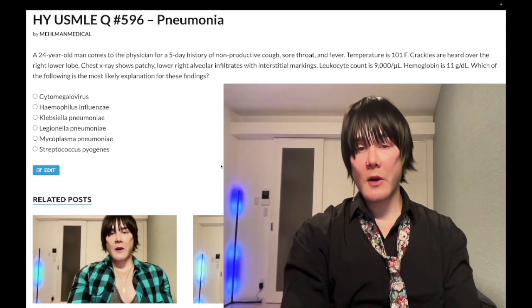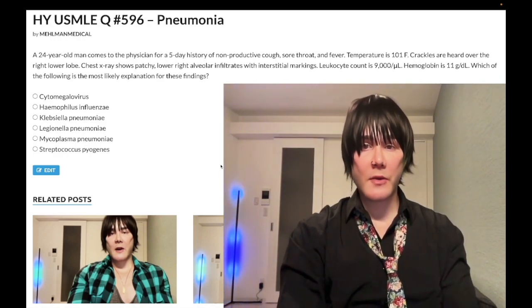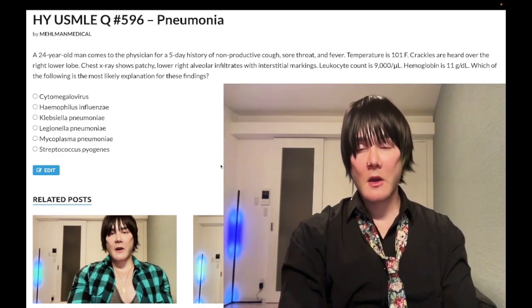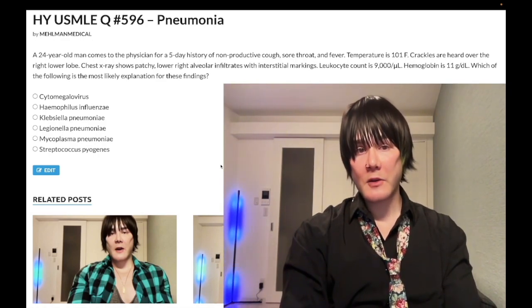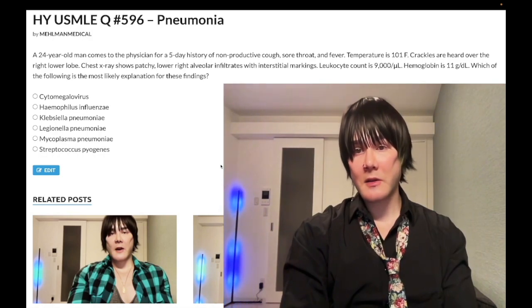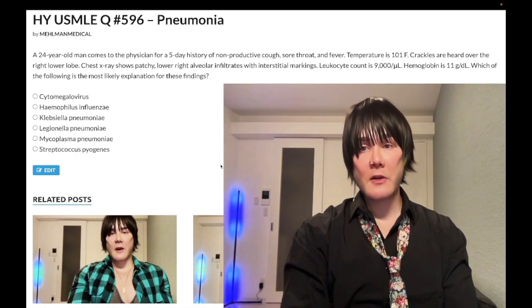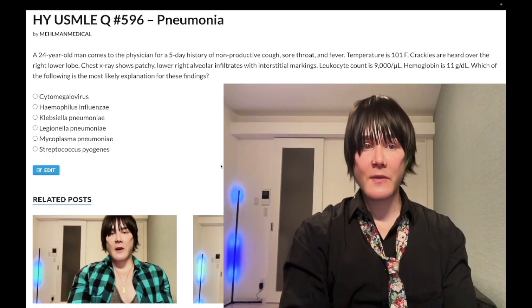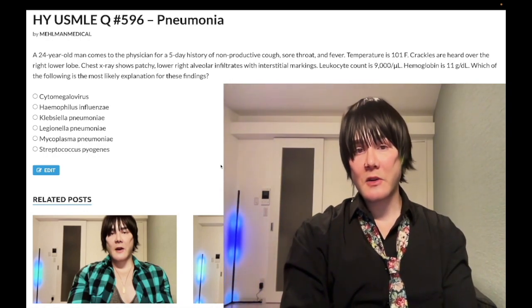So, 24-year-old male, 5-day history of non-productive cough, sore throat, and fever. He's febrile at 101 Fahrenheit. Crackles are heard over the right lower lobe. X-ray shows patchy lower right alveolar infiltrates with interstitial markings. Leukocyte count 9,000 per microliter, normal range 4 to 11,000. Hemoglobin 11 grams per deciliter. Normal range in males and non-menstruating women is 13 to 17.5. Menstruating women 12 to 17.5. The question wants to know the most likely explanation for these findings.